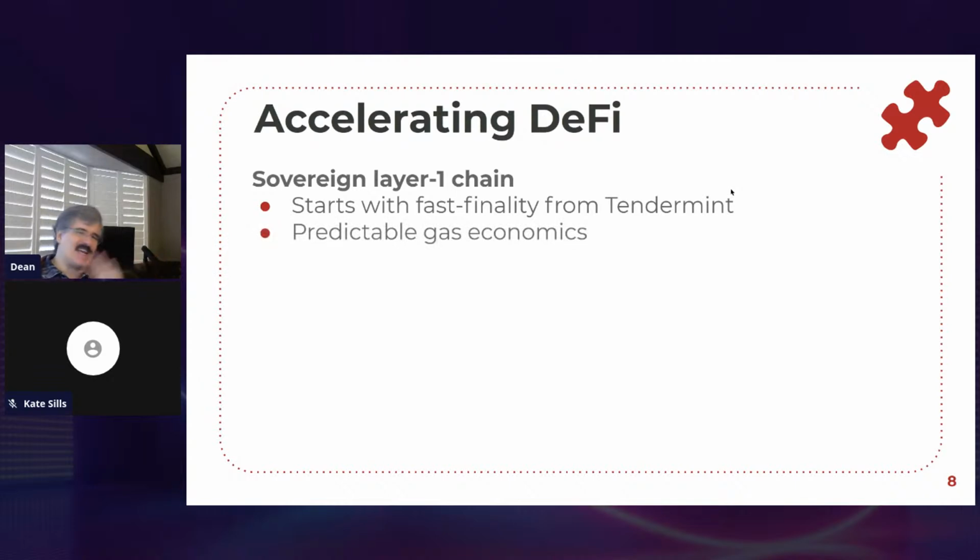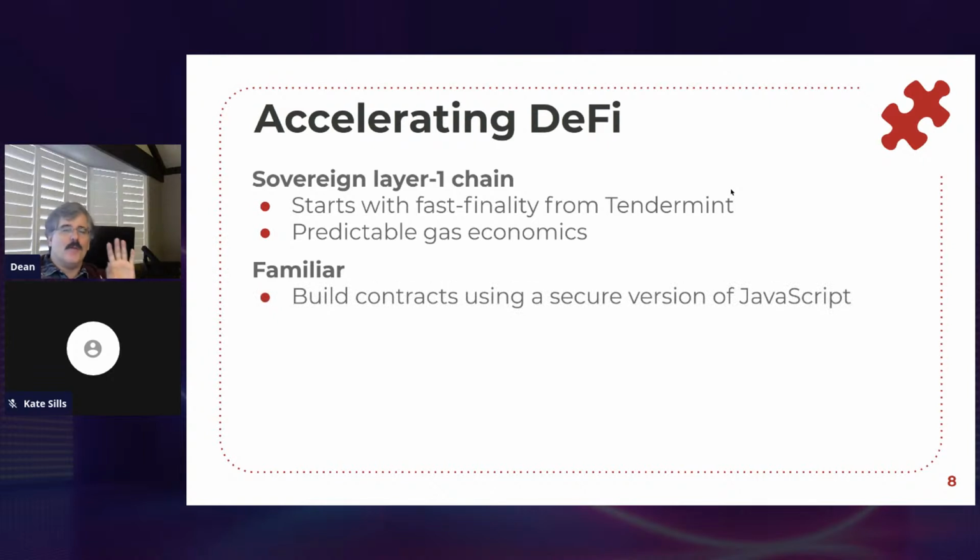We have predictable gas economics. You don't need to care about that right now. It's built where you can build smart contracts in a familiar programming language. 80% of the programmers on the planet know JavaScript.